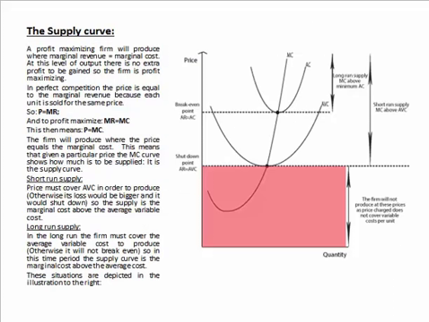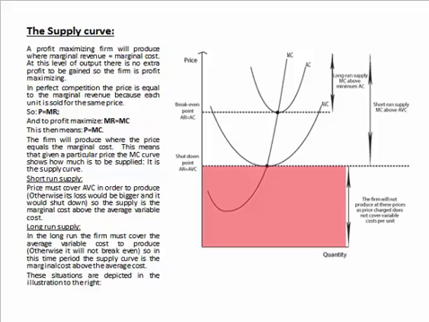The supply curve. A profit maximising firm will produce where marginal revenue equals marginal cost. At this level of output there is no extra profit to be gained, so the firm is profit maximising. In perfect competition each unit is sold for the same price, so the price is equal to marginal revenue. P is equal to MR, and to profit maximise, MR equals MC. This then means price equals marginal cost. The firm will produce where price equals marginal cost.